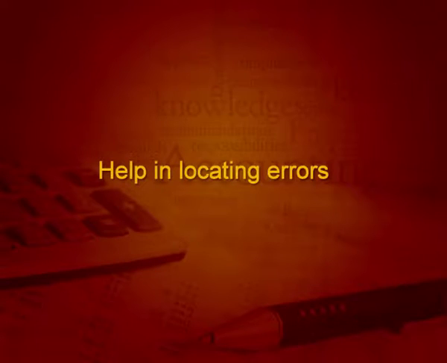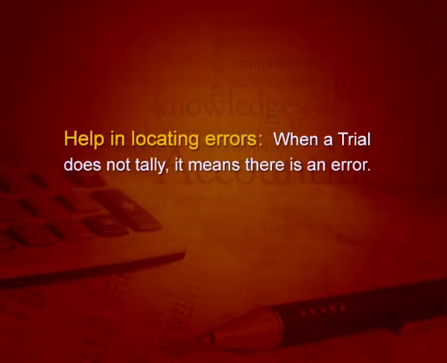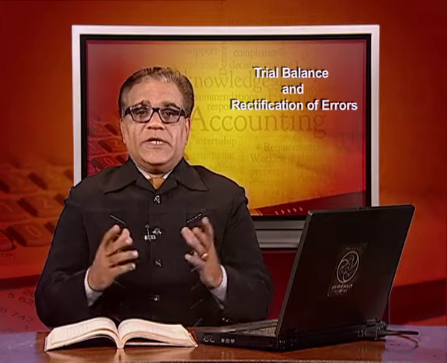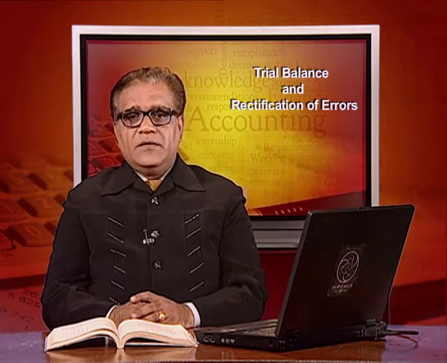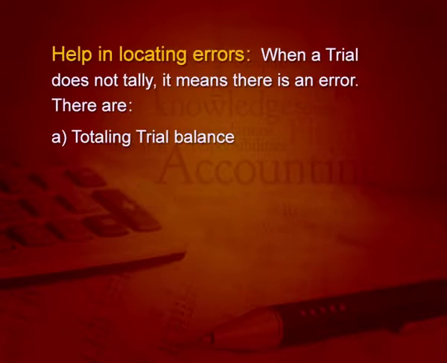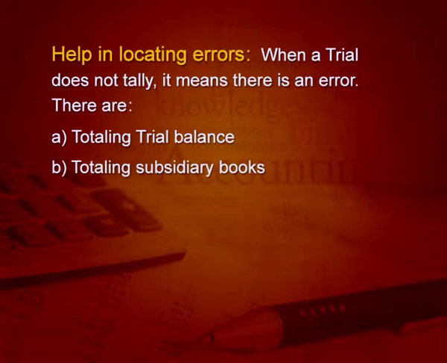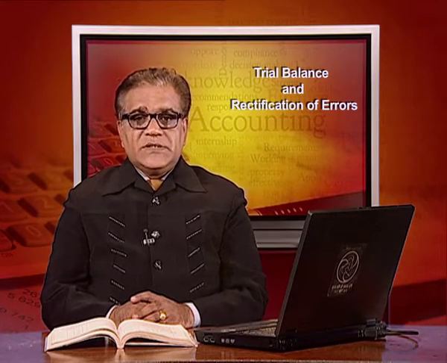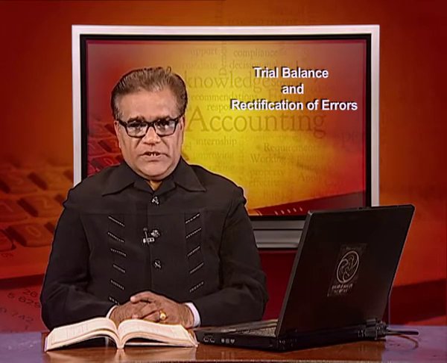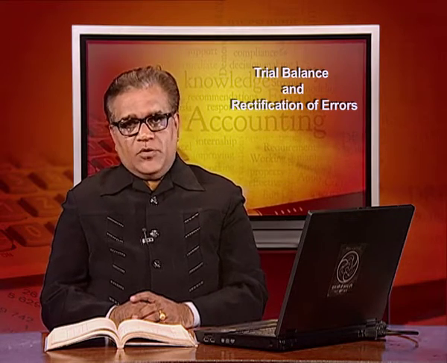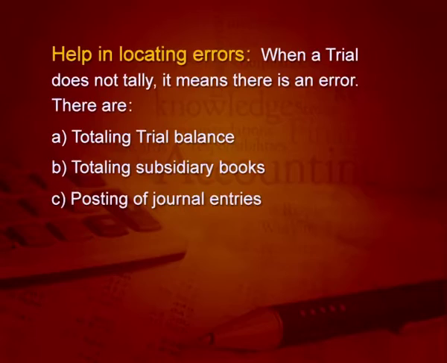Coming to the second point, that is help in locating the errors. Now when a trial balance does not tally, it means there is an error. Now what kind of error can be? They are: first, it can be in totaling the trial balance; second, it can be in totaling the subsidiary books. Subsidiary books means purchase return, purchase book, sale return, sale book, all these kind of books. And third point, there can be an error in posting of journal entries.